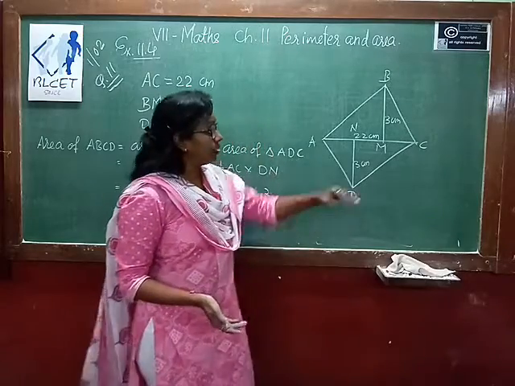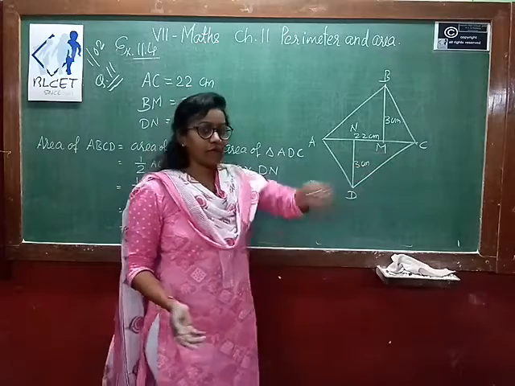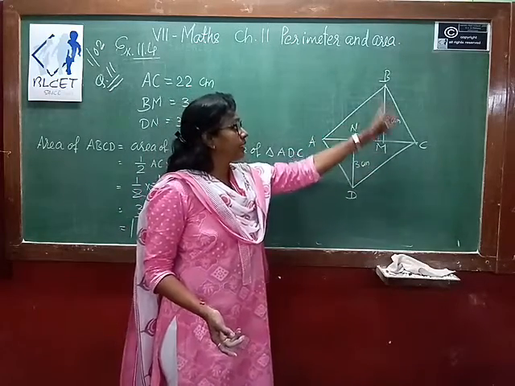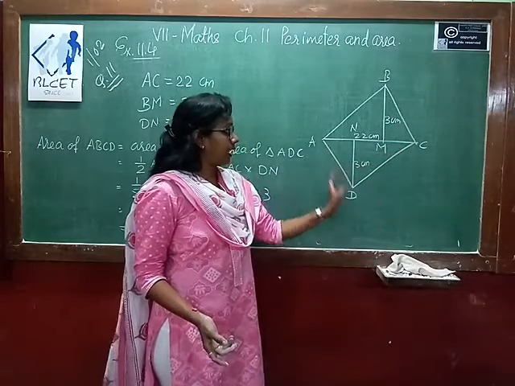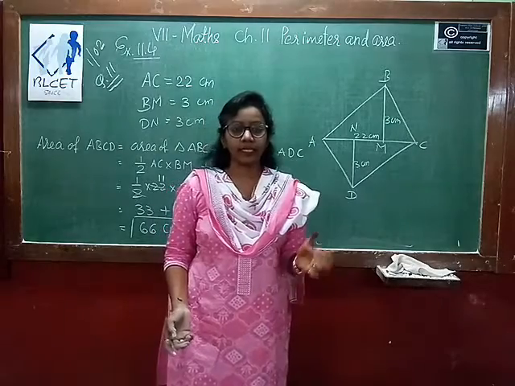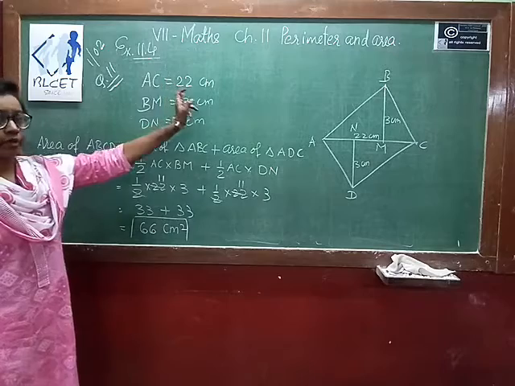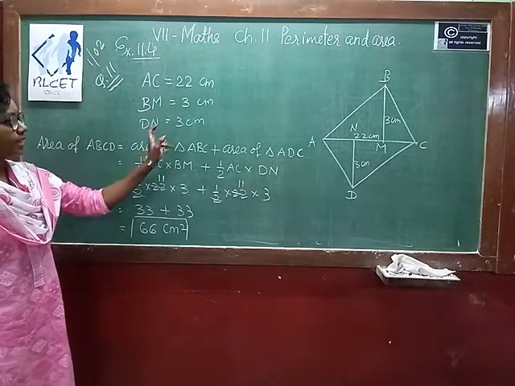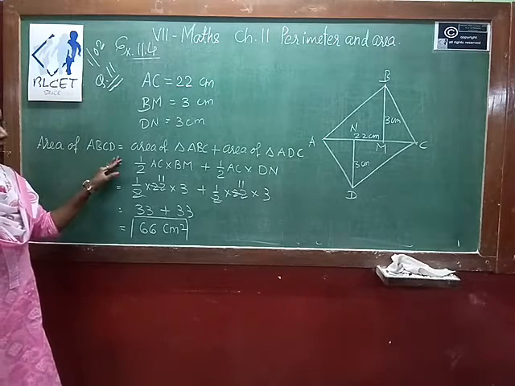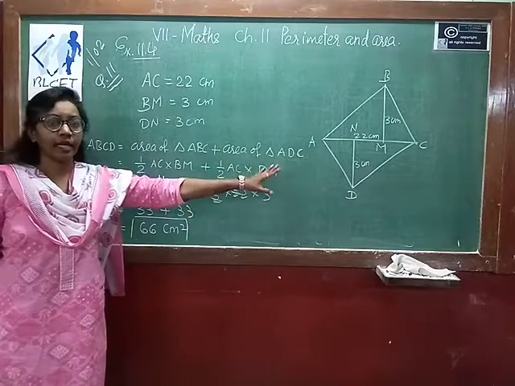So what we can do here, this is your first triangle, this is your second triangle. So when you find the area of the quadrilateral, you are finding the area of triangle ABC and triangle ADC. So individually we find the area of both the triangles and then we do the addition. So let's see, AC is equal to 22 centimeter, BM is 3 centimeter and DN is 3 centimeter. So now the area of quadrilateral ABCD is equal to what? Area of triangle ABC plus area of triangle ADC.